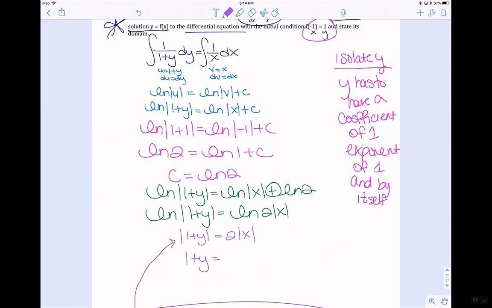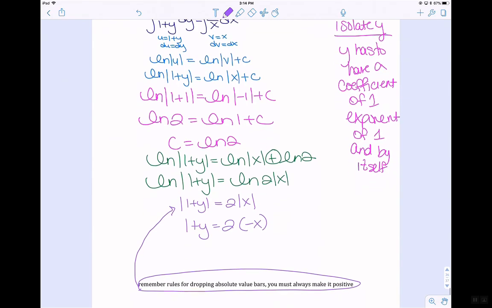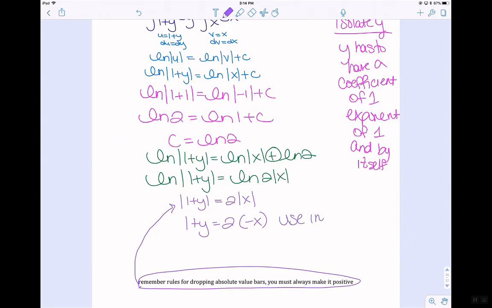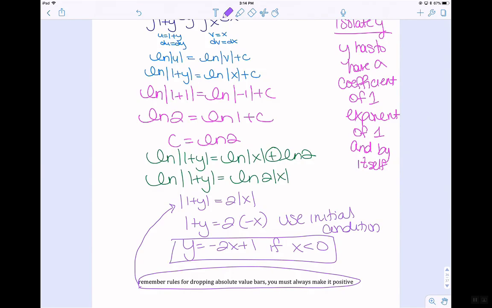Now what happens with my absolute value of x? Well, if I plug in my initial condition here, I get a negative result. So I have to multiply this x by a negative 1 when I use my initial condition. And so y is equal to negative 2x minus 1 if x is less than 0, which is why I have a domain restriction there, because I am choosing, based upon my initial condition, that I'm going to plug in negative values for x, not positive ones.